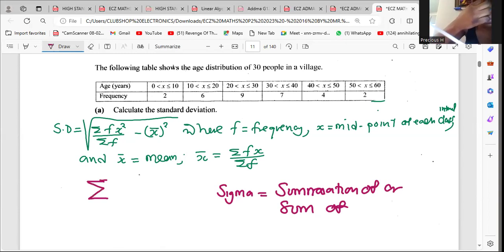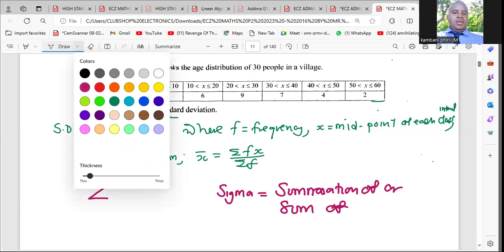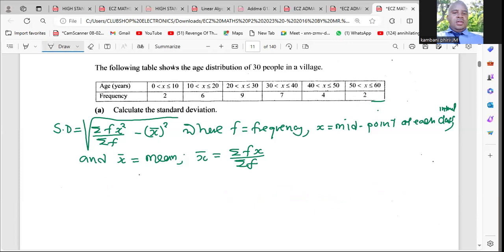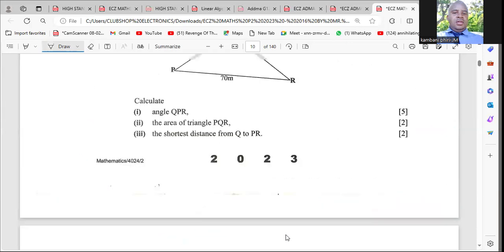Okay. All right. So if we want to find the standard deviation, this is what we are supposed to use. Standard deviation simply means you want to find the average distance of each data from the mean. Now I remember I said I don't want to trouble with the definition, but let's understand the formula. Now, this formula is usually given to us as we write the exam.